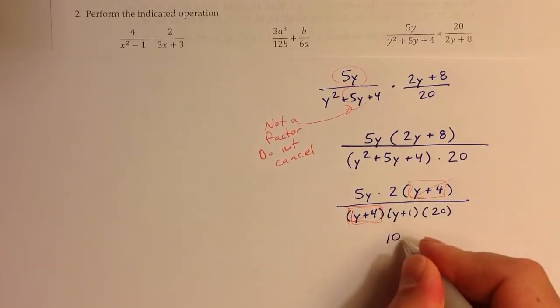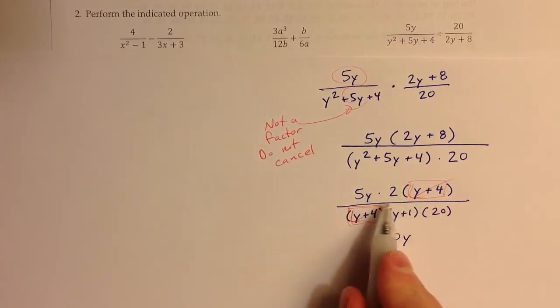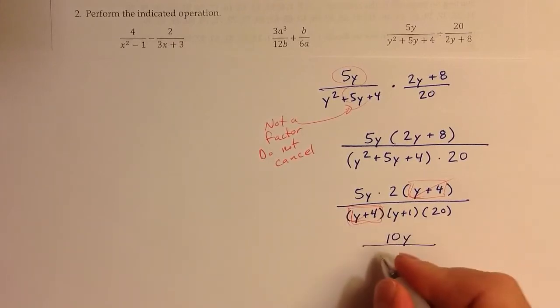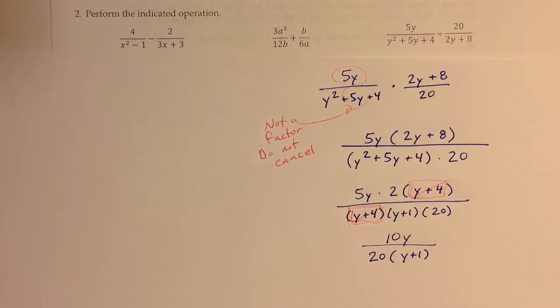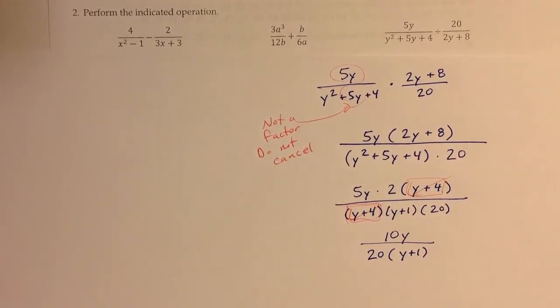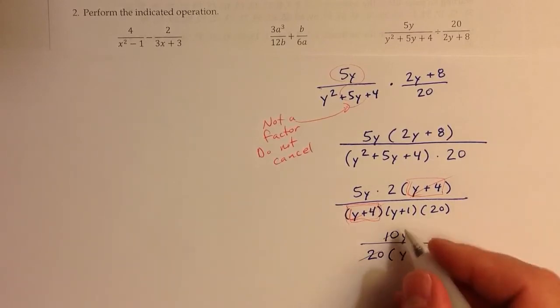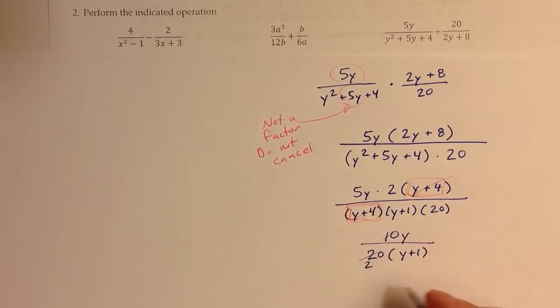That gives us 10y, putting the 2 and the 5 together, divided by, let me reorder this a little bit, 20 times y plus 1. And then you may notice 10 and 20 have a factor in common. 20, of course, is 10 times 2. So those cancel, and it leaves a 2 behind in the denominator. So I have y divided by 2 times y plus 1.